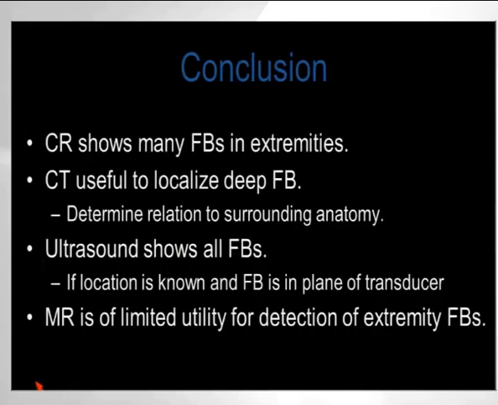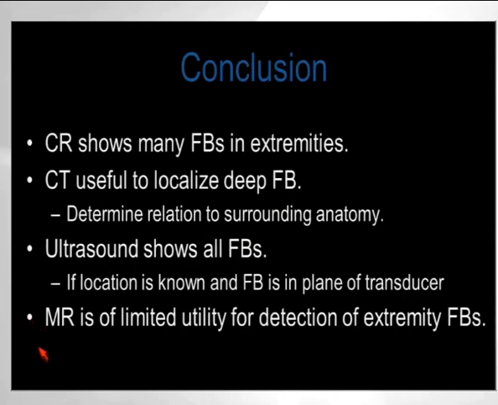So to sum it all up, in our experience, most foreign bodies in extremities are shown on radiography, and I think starting with X-rays to localize the foreign body is a good idea. CT is the most useful tool to determine the relationship of a deeply impaled foreign body and to determine what the surrounding anatomy is. If you know where your foreign body is located, and if it's accessible with the depth that ultrasound allows you to access, you will find it with ultrasound.